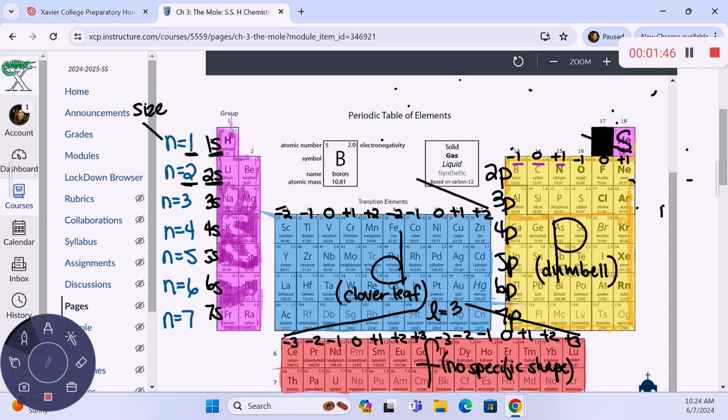And then the D's are one behind the period that they're in. Energetically speaking, they are slightly closer to the nucleus. So if this is n equals 4, this is not the beginning of 4D. This would be lagging one behind. So this is 3D, 4D, 5D, and 6D. Okay? And then the F's lag 2 behind the period that they're in.